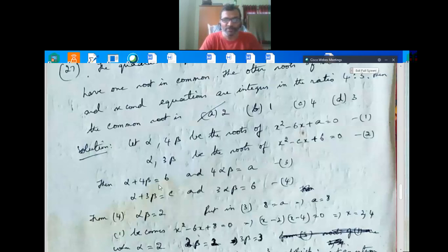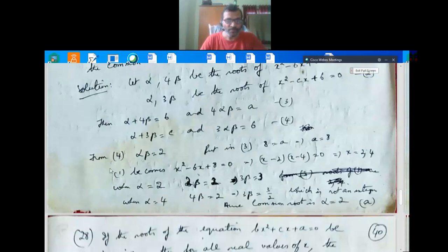Now the same formula: sum of the roots alpha plus 4 beta is minus b by a, that is 6. Product 4 alpha beta is c by a, that is a by 1, that is a. Again for the second equation, alpha plus 3 beta, the sum of the roots, is minus b by a, that is c, and the product 3 alpha beta is c by a, that is 6. Now from here, alpha beta is 2. I put this in the first product: 4 into 2 equals 8. So a equals 8.